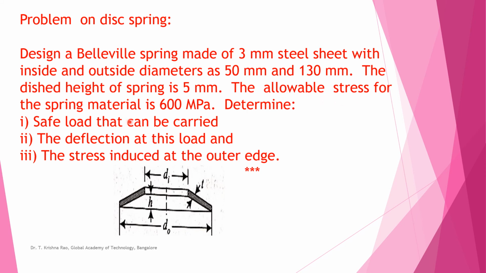The allowable stress for the spring material is 600 MPa. Allowable stress should always be taken as sigma I, that is given as 600. You have to determine the load that should be carried, the deflection, and the stress at the outer edge. One dimension is given, we can find the other two here. One is the safe load, the other one is the deflection. Then what is the stress at the outer side?